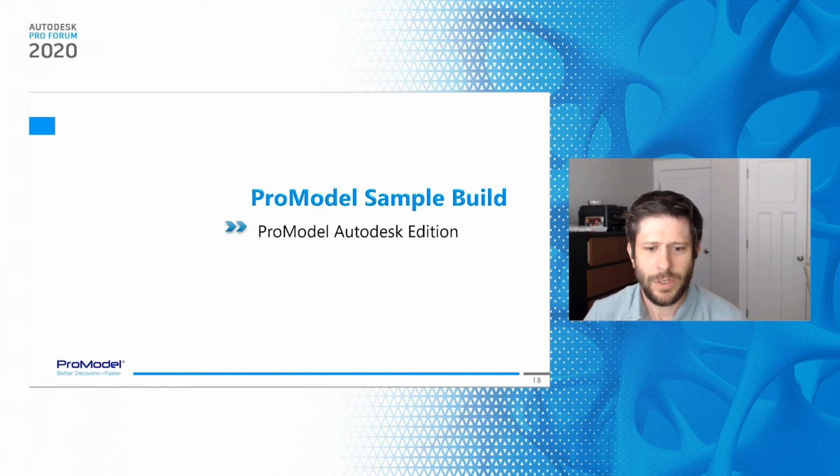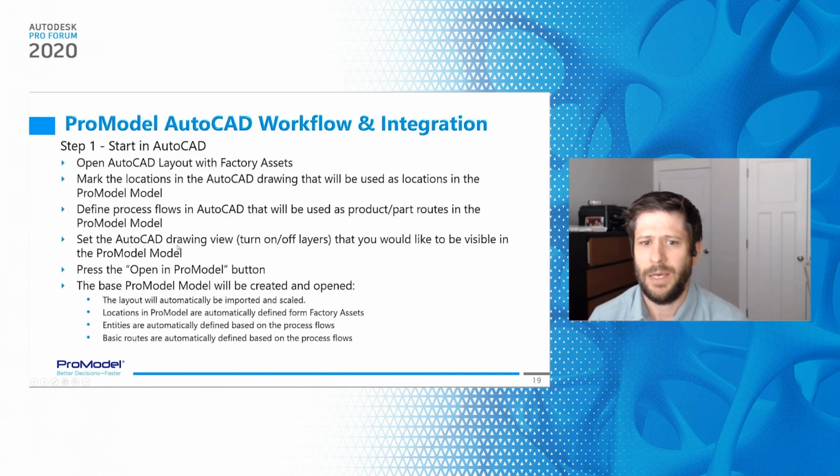All right, so I want to move on to building a ProModel model. We have a little bit different workflow with ProModel. Step one, you start inside of AutoCAD. We open AutoCAD layouts that contain factory assets. With that CAD drawing, we can go in and we can mark locations within the drawing. You can mark the assets so that it represents a location inside of ProModel.